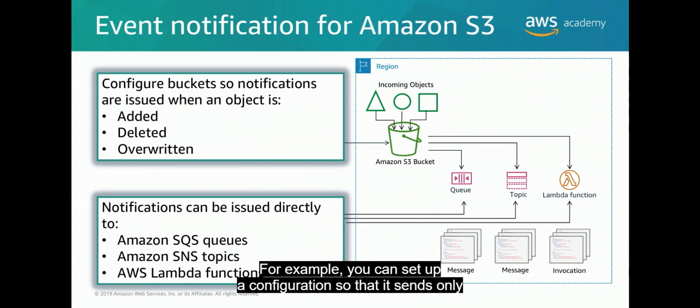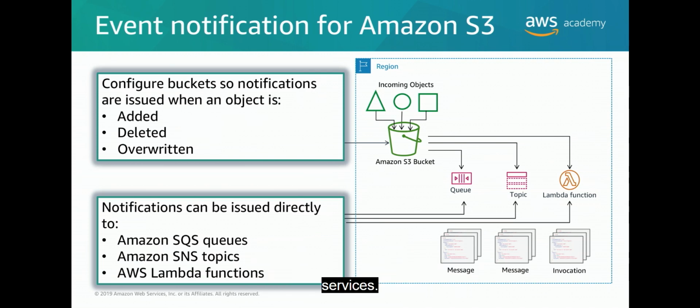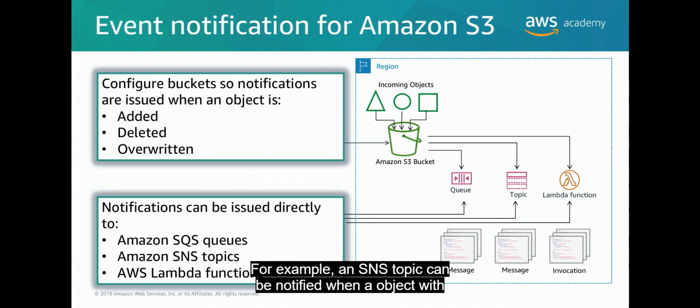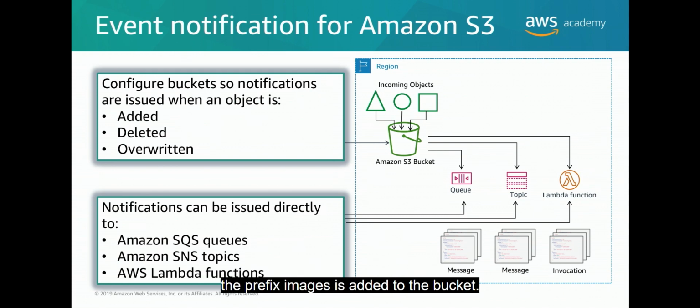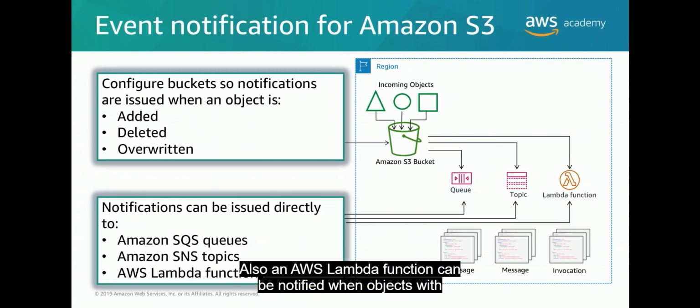For example, you can set up a configuration so that it sends only a notification when image files with a JPEG extension are added to a bucket. Or you can have a configuration that delivers notifications to different services. For example, an SNS topic can be notified when an object with the prefix images is added to the bucket. Also, an AWS Lambda function can be notified when objects with a logs prefix are added to the same bucket.